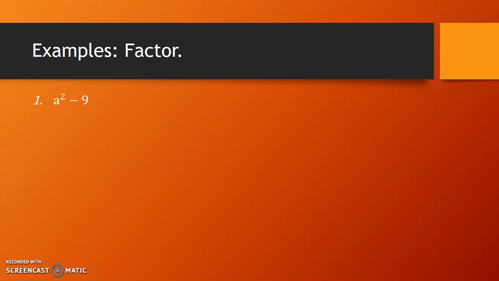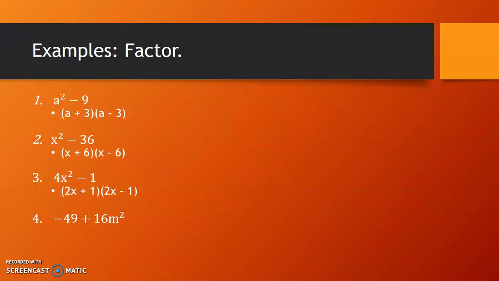A squared minus 9, again if I square root the first and the last term, then I would get a and 3, so that factors to a plus 3 and a minus 3. For x squared minus 36, I can factor that to say x plus 6, x minus 6. 4x squared minus 1, so now that I have a number in front of that x squared, make sure that it's still a perfect square number, so this would be 2x, and then the square root of 1 is just 1, so we would have 2x plus 1, 2x minus 1.